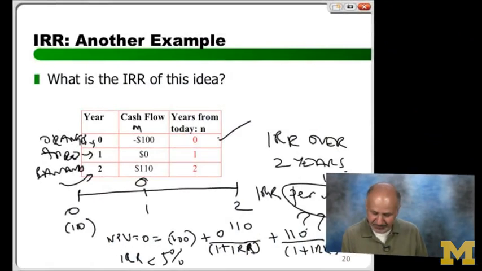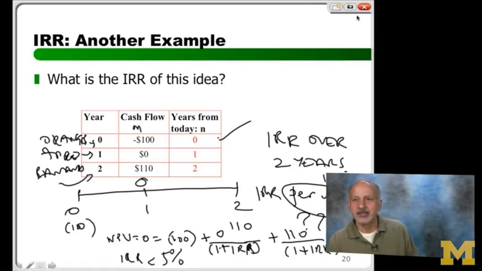Turns out the IRR will be less than 5%. I can guess that simply because I know there's compounding. And the actual answer is probably 4.9 or something like that. It will be slightly less than 10%.